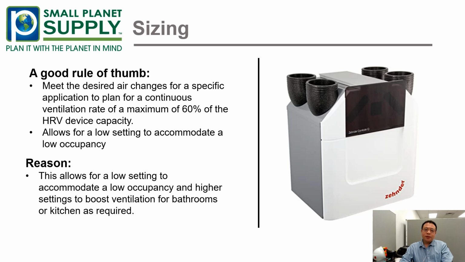About the sizing, we normally design for 60% of HRV maximum capacity at continuous operation, and we leave some room for higher settings on the boost ventilation, for the bathroom and for the kitchen when it is required.